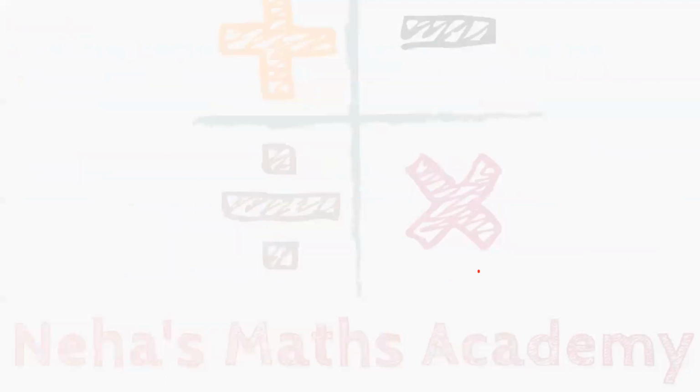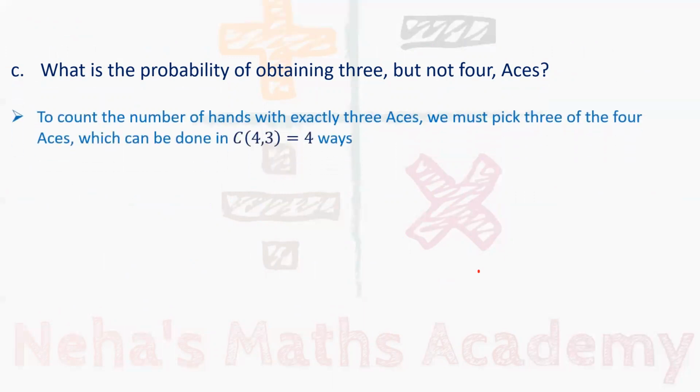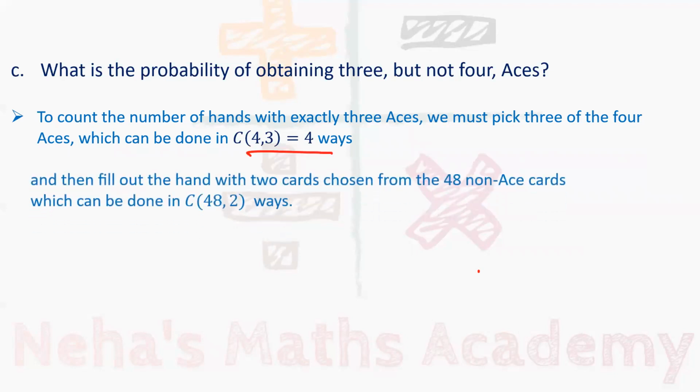Our next part is, what is the probability of obtaining 3 but not 4 aces? That means a maximum of 3 aces is allowed. We don't want 4 aces. So to count the number of hands with exactly 3 aces, we must pick 3 of the 4 aces, which can be done in C(4,3), that is 4 ways. And then fill out the hand with 2 cards chosen from 48 non-ace cards, which can be done in C(48,2) ways.